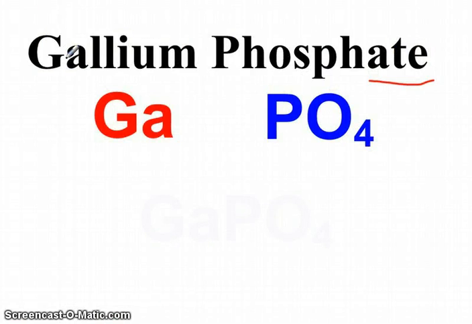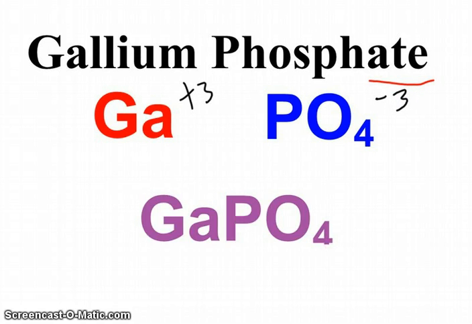So again, now I know that gallium is a +3 ion and phosphate is a -3 ion. And since I have +3 and -3, that means I need one of each ion. So my formula is GaPO4, gallium phosphate. So that's how we do those.